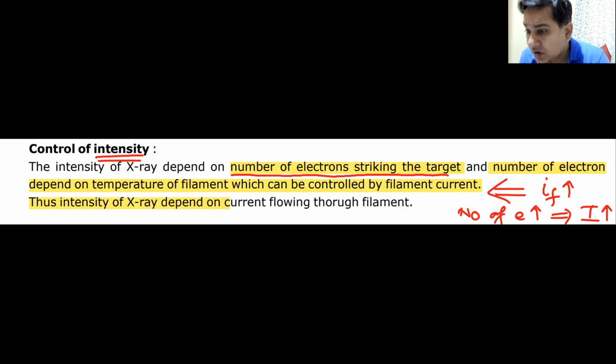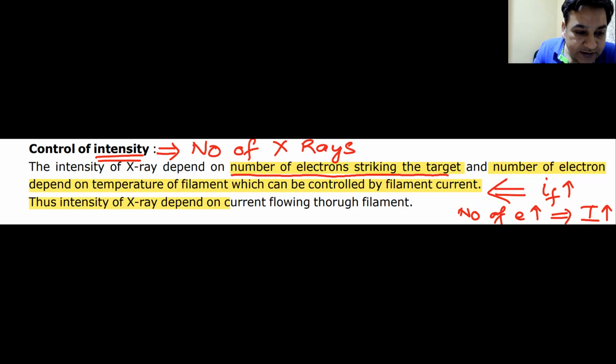What is the effect of filament current on X-rays? It controls the number of X-rays. Remember, intensity of X-ray stands for the number of X-rays. Do we understand this? Yes, sir. We have discussed this in the photoelectric effect, yes or no?